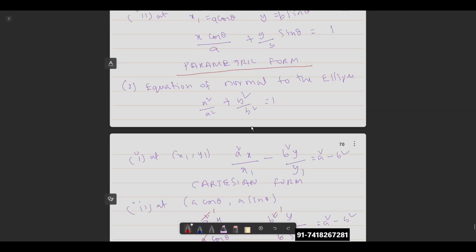The equation of the normal to the same ellipse will be a squared x by x1 minus b squared y by y1 equal to a squared minus b squared. There is a derivation there.